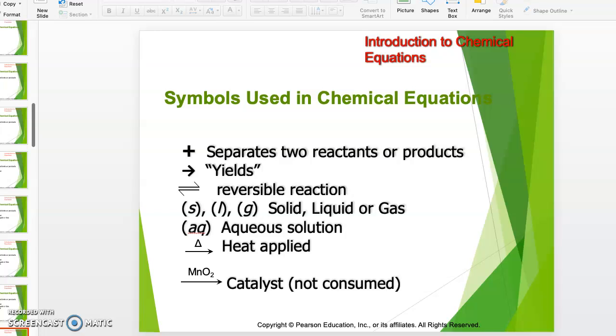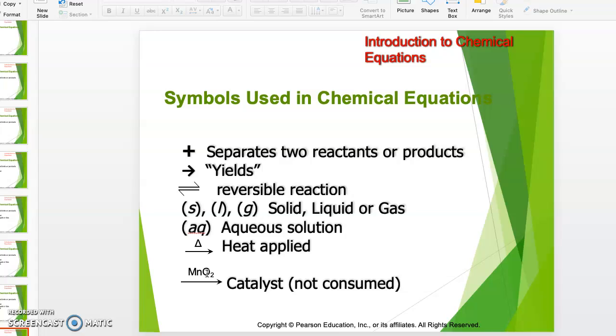All right. And then another one of my favorites is an arrow to the right with a compound written above it. This indicates a catalyst. So this MnO2, this is called manganese dioxide. We didn't do naming yet. So MnO2 is going to be used to speed up the reaction, make the reaction occur faster.